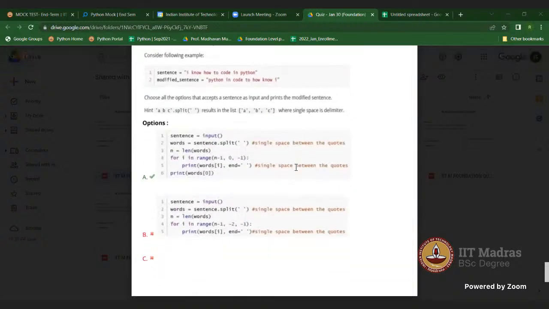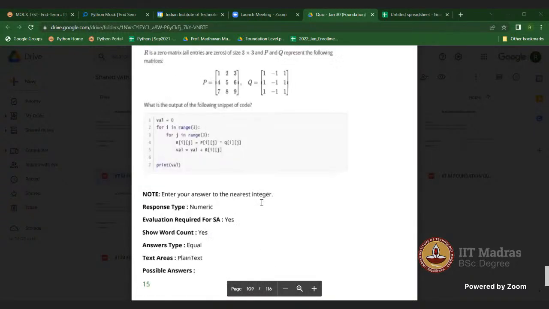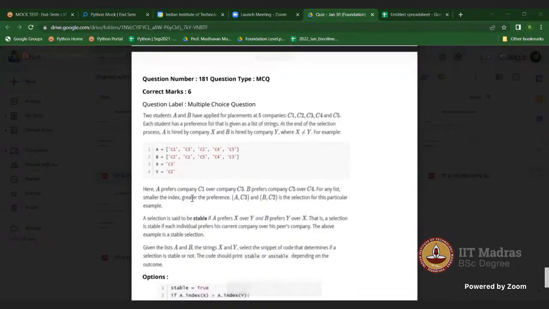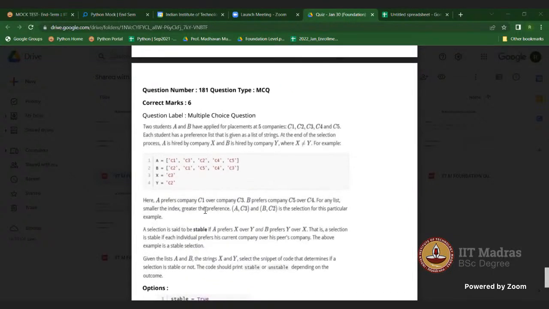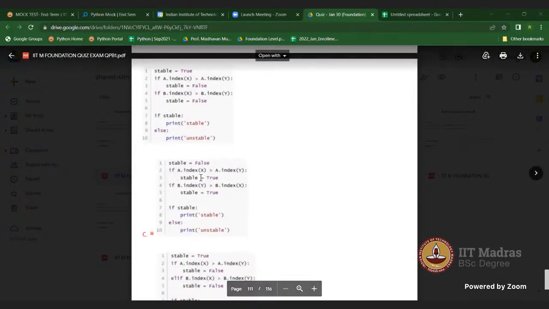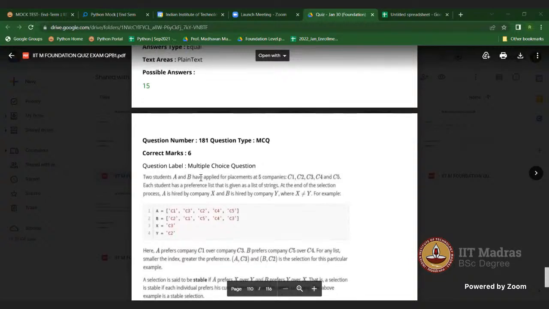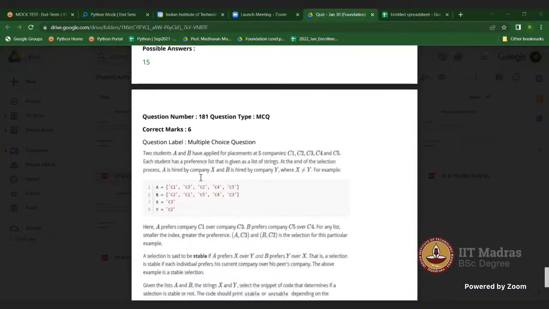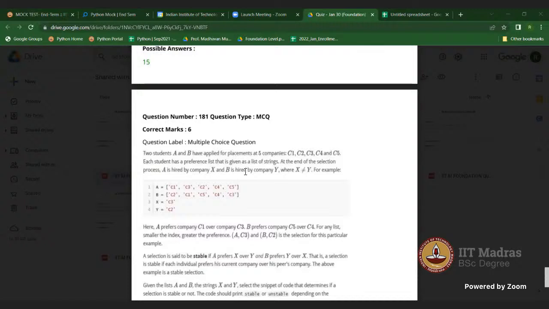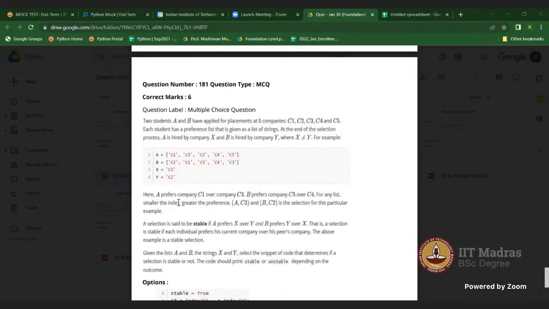Okay, sir. Seventh question. Which is this one? Is it this one? Yes. So two students A and B applied for companies C1, C2, C3, C4. Each student has a preference. At the end of selection, A is added by company X and B is added by company Y. Here A prefers company C1 over C3.